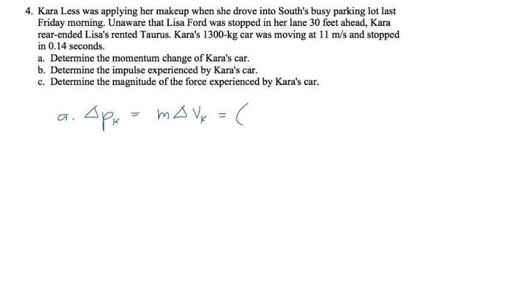So Kara's car was 1,300 kilograms. And the change in velocity: she was moving at 11 and came to a stop. So what's her change in velocity? Negative 11 meters per second. In this problem, negative doesn't mean west. Negative means that she came to a stop. Sometimes in the context of the problem the negative would be east or west, and sometimes the negative would mean that it's slowing down. In this case, it's slowing down.